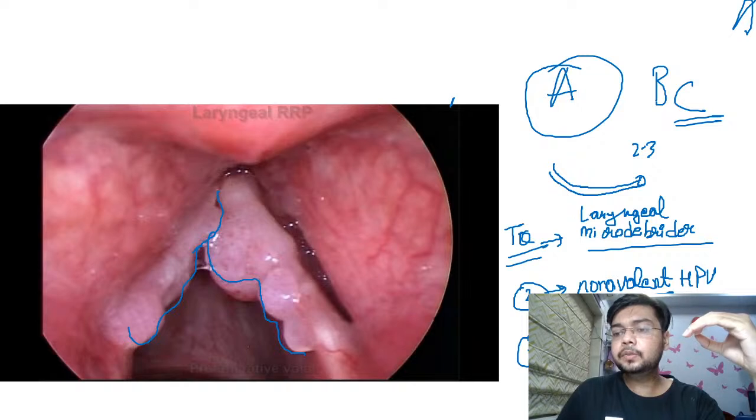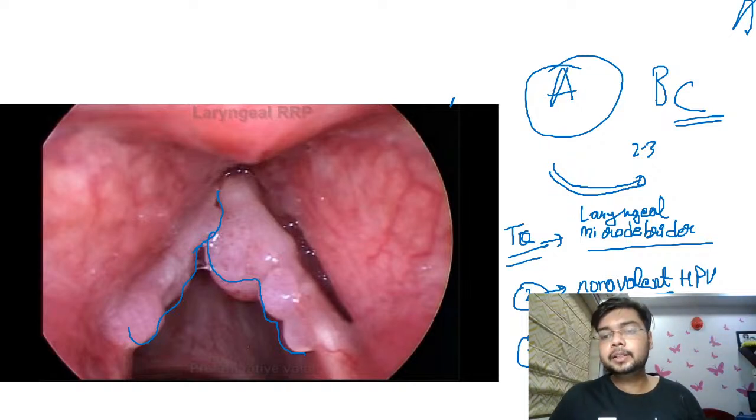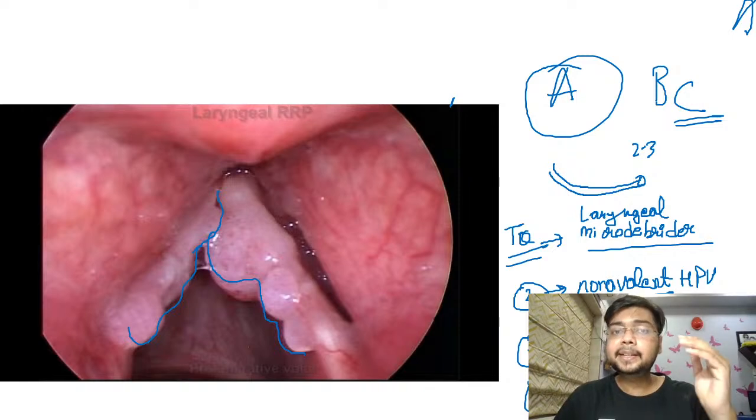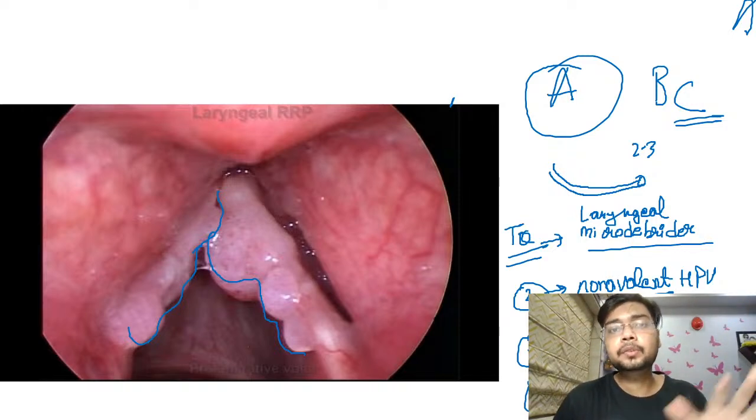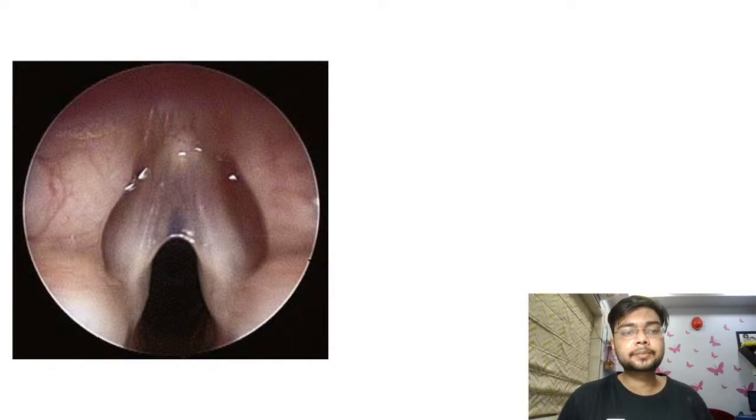So topical cidofovir is also one of the modalities. Some interferons are also used. So there are different modalities that are being tried in this, and that is why this condition is really important, because in ENT there are some emergencies, and this is one of the emergencies if your patient is presenting with stridor, right?